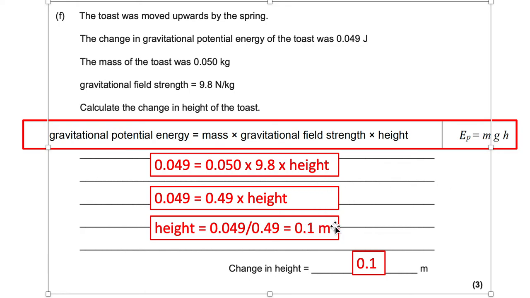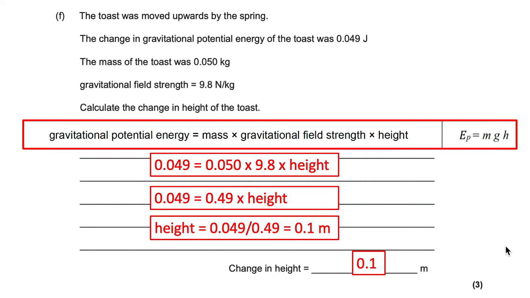The other thing that works often is common sense checking it. 0.1 meters is about 10 centimeters. That's the sort of movement of the toast from the very bottom to the top of the toaster. That's a sensible answer. If I'd rearranged it incorrectly and I'd got 10 meters, okay, 10 meters is higher than a house. That's not how far you expect your toaster to send your bread or toast.